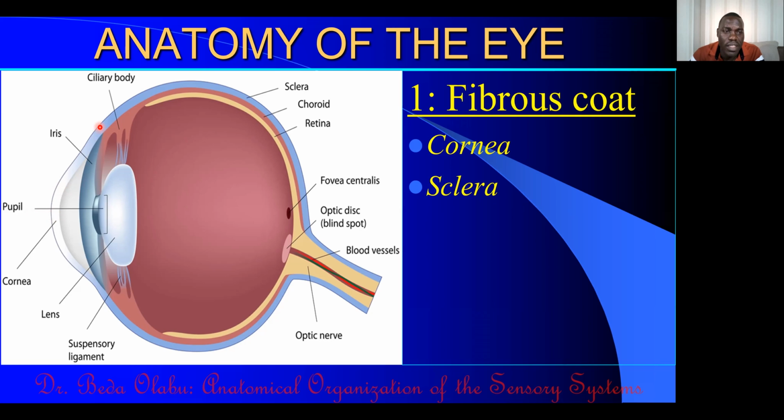On the other hand, the sclera forms the site of attachment of the muscles that move the eye. The muscles that move the eye insert onto the sclera. The sclera is white. It is not transparent, it is white.